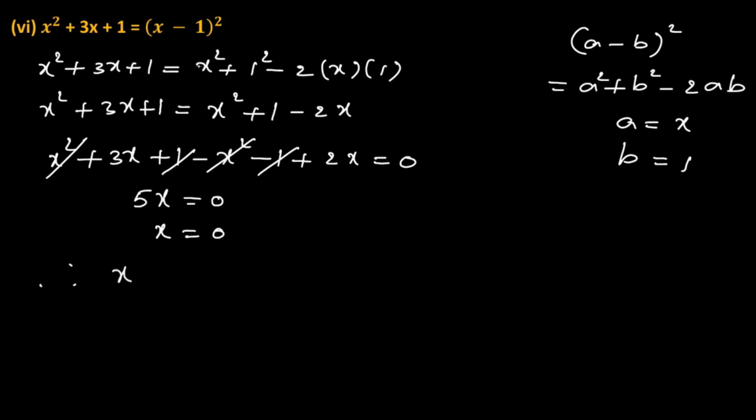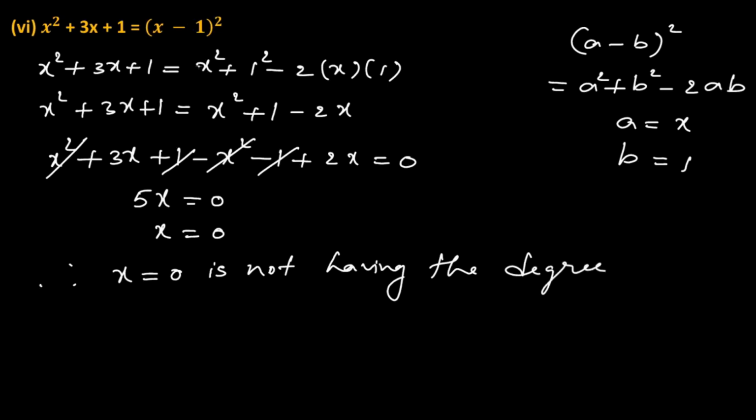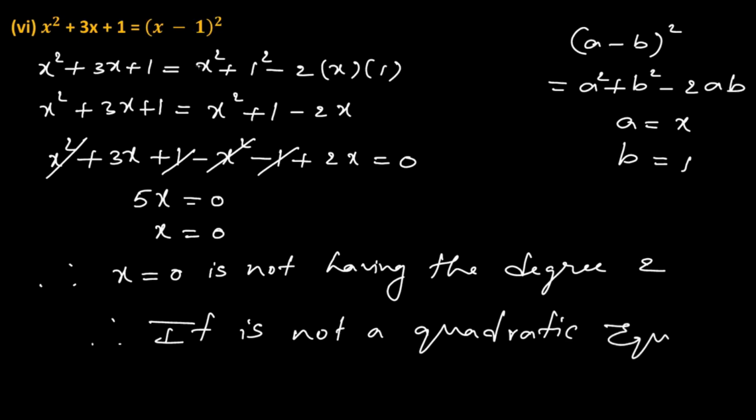Therefore, x is equal to 0 is not having the degree 2. That's why it is not a quadratic equation. Because the highest power is 1 only. The highest power, nothing but the degree, should be 2. That's why this is not a quadratic equation.